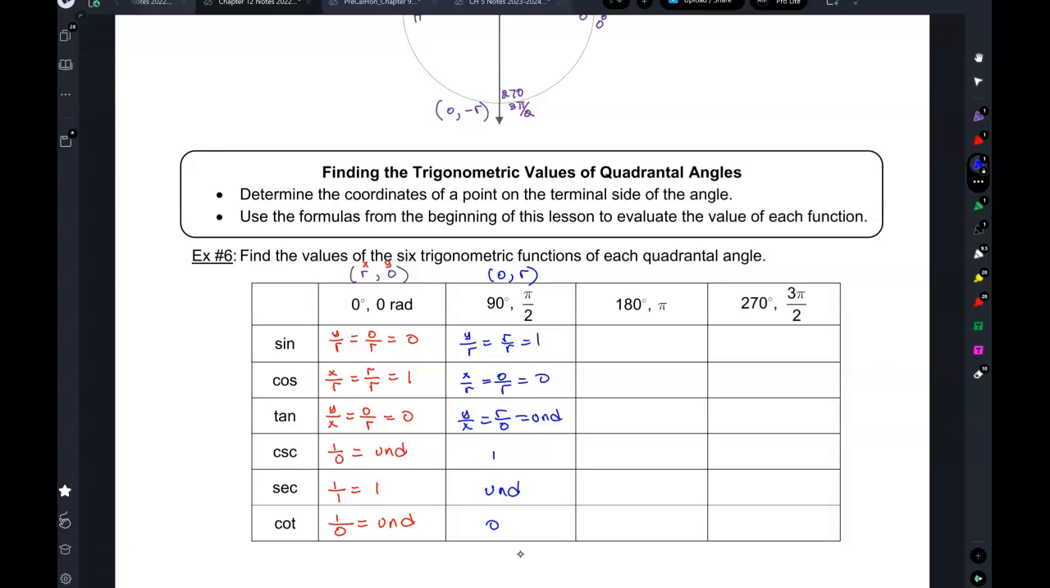Okay, let's just do the 180. Okay, 180, it's negative r comma 0. Yeah? Okay. Sine is y over r. 0 over r, 0. What's cosine? Negative r over r, negative 1. Tangent, 0 over negative r, 0. Cosecant, undefined. Secant, negative 1. Cotangent, undefined. We do the 270.